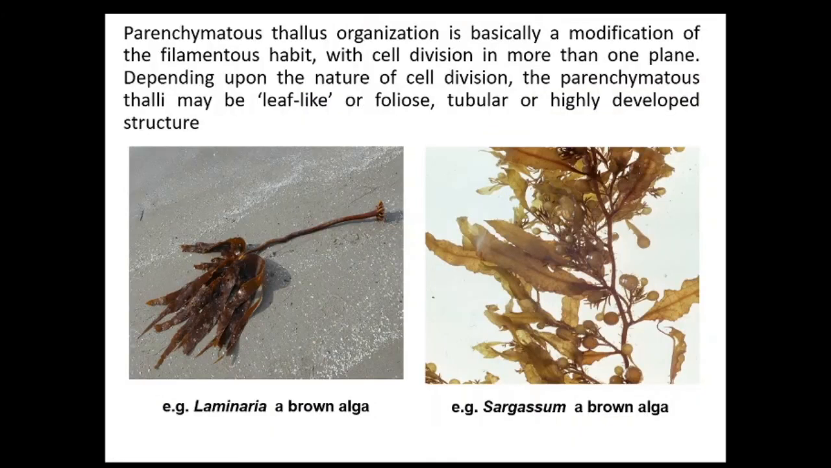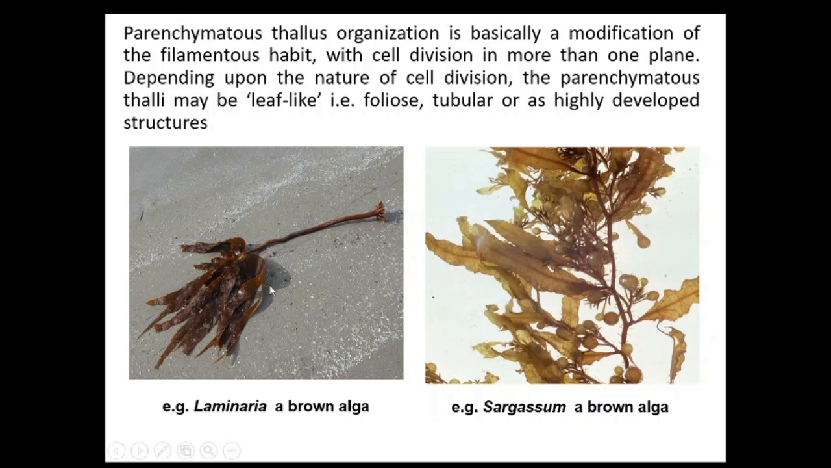As we discussed, the parenchymatous thallus organization is basically a modification of the filamentous habit, with cell divisions occurring in more than one plane. So here cell divisions occur in more than one plane, leading to formation of a parenchyma-like tissue. Depending on the nature of cell division, the parenchymatous thalli may be leaf-like, that is foliose, tubular, or highly developed forms. The examples of the highly developed forms are Laminaria and Sargassum.